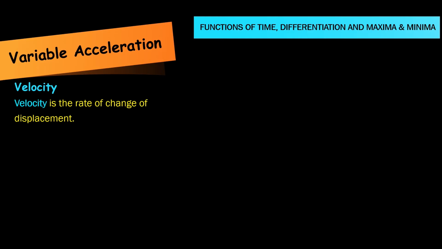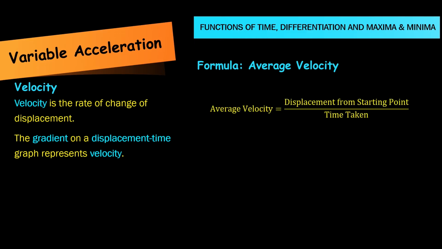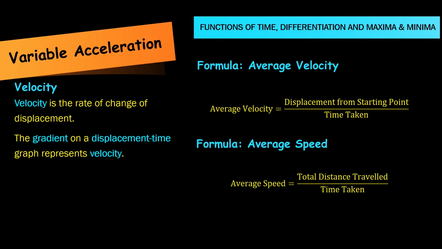Velocity is the rate of change of displacement. The gradient on a displacement time graph represents velocity, and the formula for the average velocity is displacement from the starting point divided by the time taken. The average speed formula is the total distance travelled divided by the time taken.